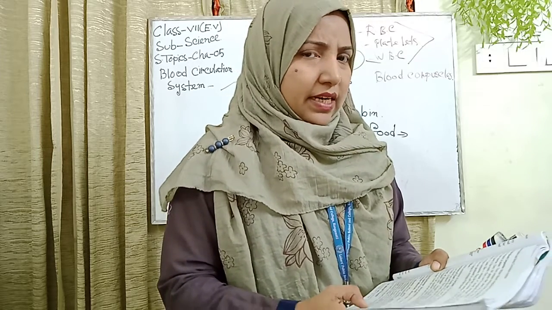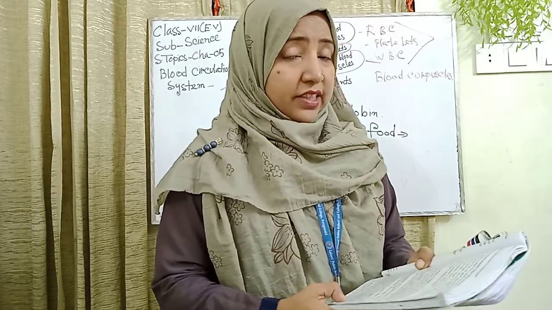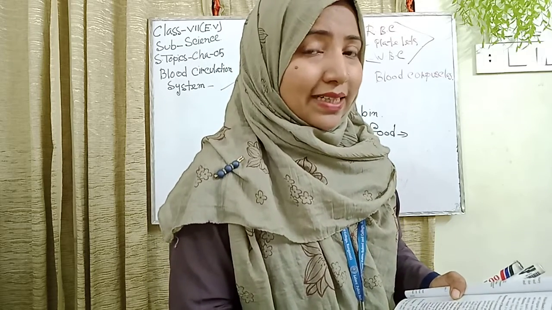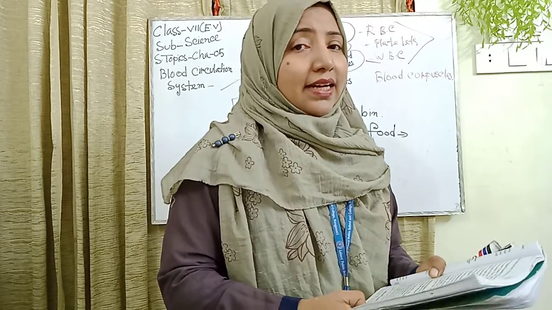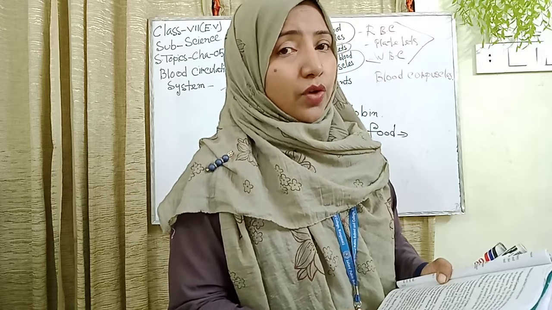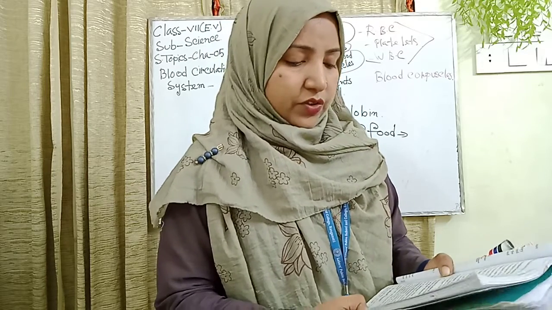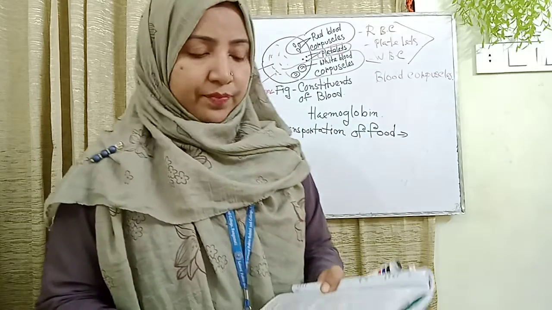In the previous class, we also learned about the food contents. First is carbohydrate, that means carbon, hydrogen and oxygen. Another is proteins, that means amino acid contents. And third is lipids. We also know about fatty acid and glycerol. The body cells are nourished in this way.